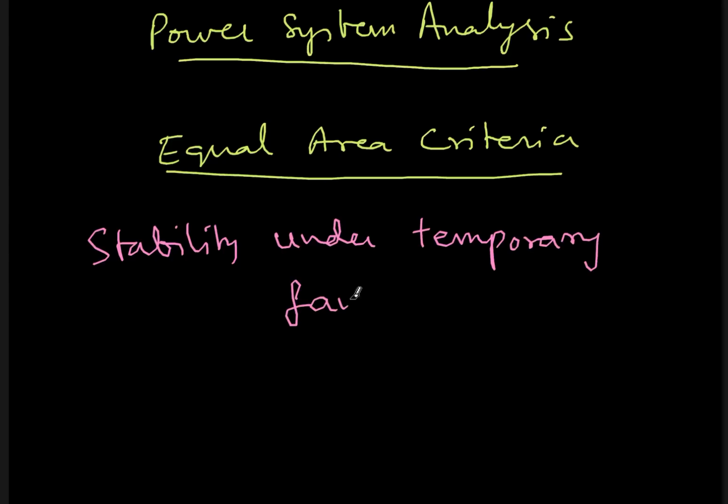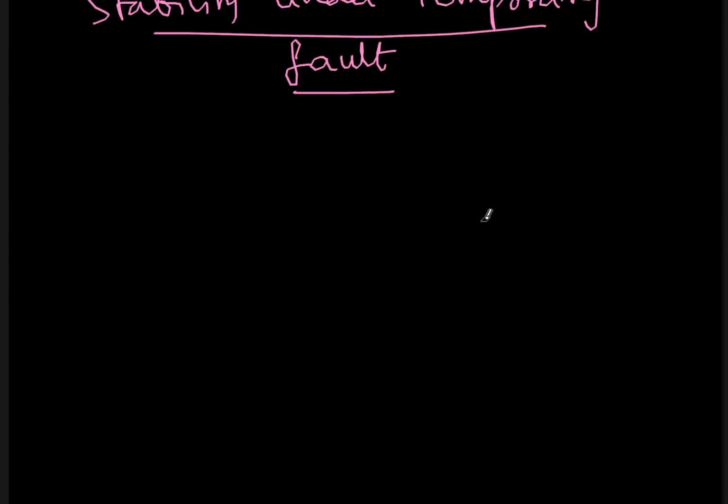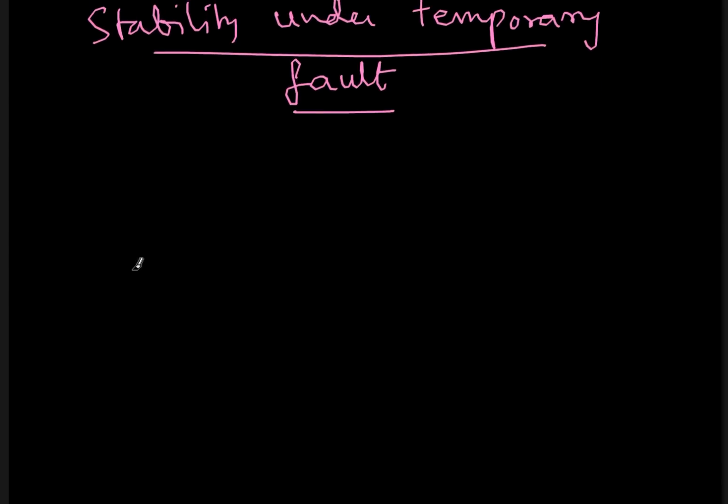So, what do I mean by temporary fault? There is a fault for a small time duration, after which the fault is cleared, and then we are asking the question: is the synchronous machine maintaining stability or not? So, let me explain it further with a diagram.